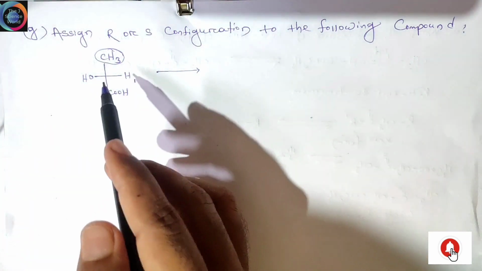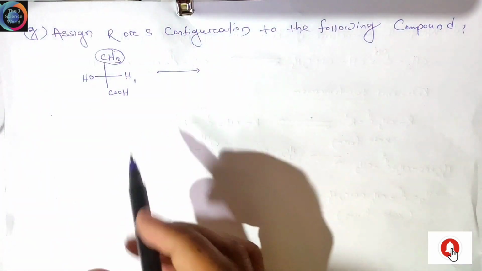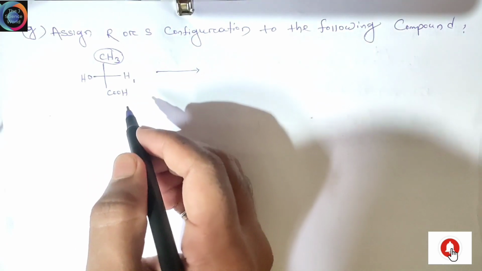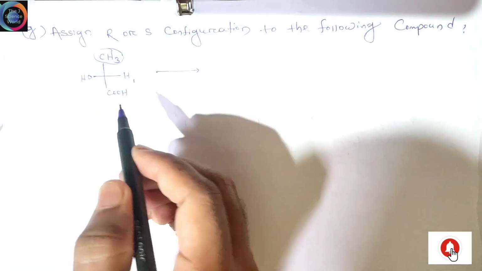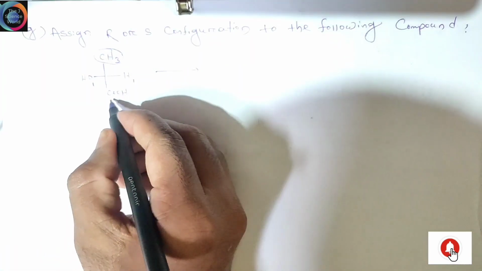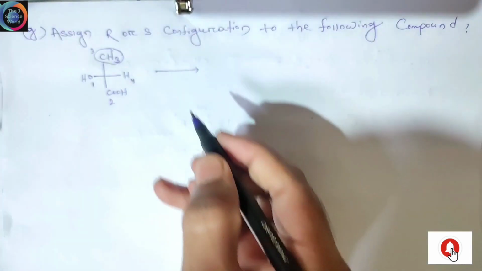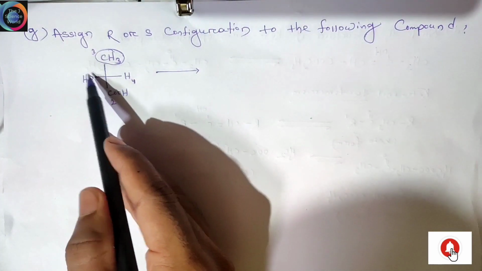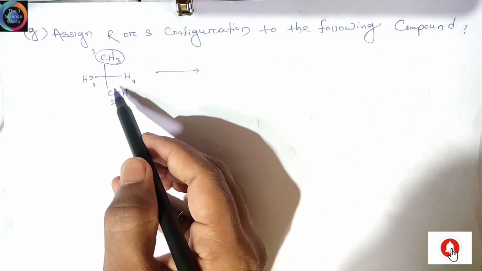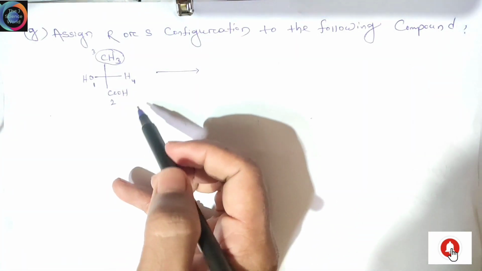Friends, this is our compound. When we assign R and S configurations, we simply follow some steps. Friends, first we number according to priority order. Friends, the higher the atomic number, the higher the priority. So this is our first group, this is our second group, this is our third group, and this is our fourth group. Friends, oxygen has the higher atomic number, so this is our highest priority group. Then carbon, and after carbon this oxygen is a higher priority group, and after carbon this is hydrogen, so this is our second priority group.